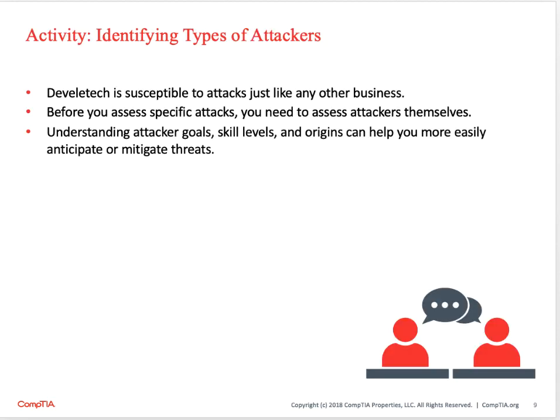All right, so our first activity of chapter 3, identifying types of attackers. So, like any other business, DevelopTech is the target of attacks, right? So, before we assess specific attacks, we need to assess the attackers themselves. Understanding attackers' goals, skills, and origins will help us more readily anticipate and mitigate these threats. So, we have a quick quiz and short essay answer. After we have completed this, please come back and finish the slides.